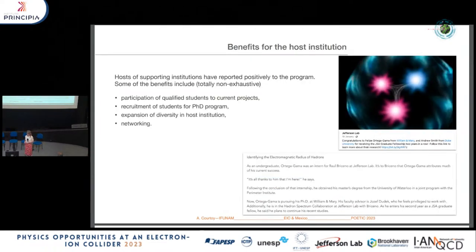And it has been really positive for us. The benefit for the host institution is that they have highly qualified students that can be involved in their current projects. It's people power, or whatever you want to call it. They can recruit students for the PhD program, which we understand is always complex in the US. Sometimes people really want to have this channel of students coming, so you can see if it works well with you or not. There's an expansion of diversity and there's networking. So it covers a lot of things that are important, I think, for American universities: diversity, and having students working for you so you can get to know them and then decide if and how to make them stay with you, if you like.